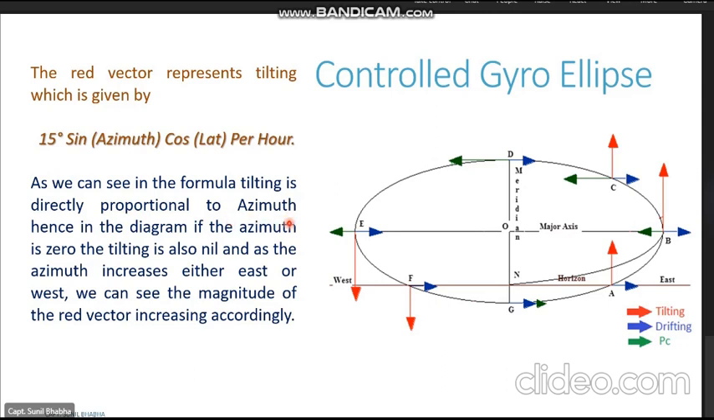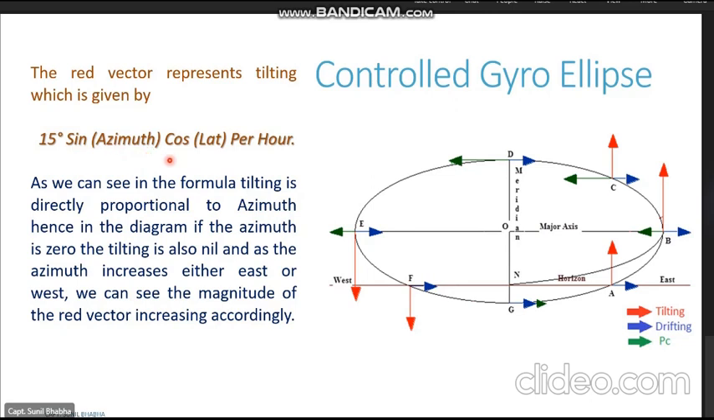So as the azimuth increases, the value of tilting will also increase. Magnitude of tilting will also increase. And at the same time, if the azimuth is 0, you see in this formula, sine of 0 will become 0, giving us a 0 tilt. That means when the azimuth is 0, the tilting will be 0.